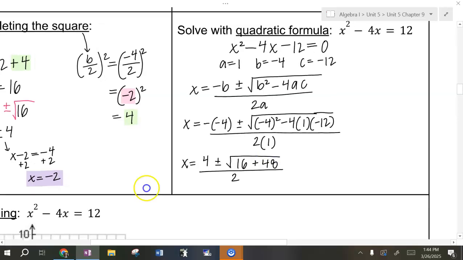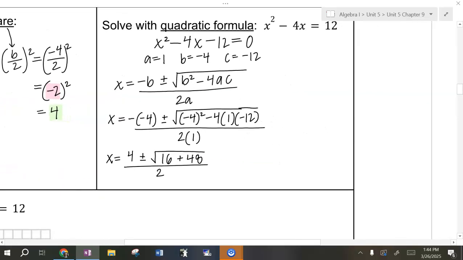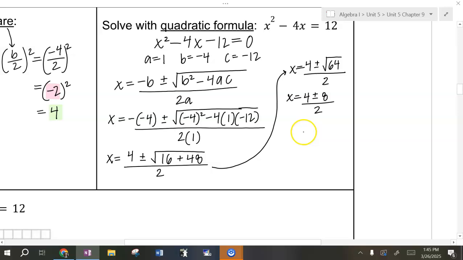Now add together the discriminant, the 16 and the 48. You should get x equals 4 plus or minus the square root of, let's see here, 64 over 2. Simplify the radical. 64 is a perfect square. It makes 8. So we have 4 plus or minus 8 over 2.